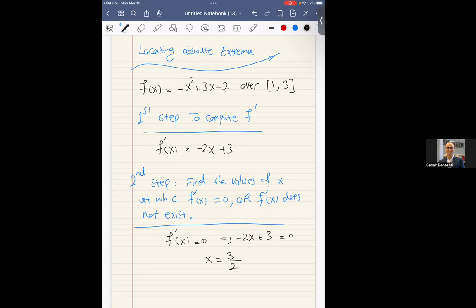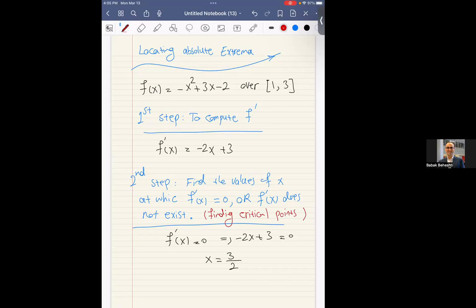That's it. The points at which f prime is 0 or doesn't exist are called critical points. So the second step is basically finding the critical points. Critical points are those points for which f prime is either 0 or doesn't exist. You only have one critical point here for this problem.